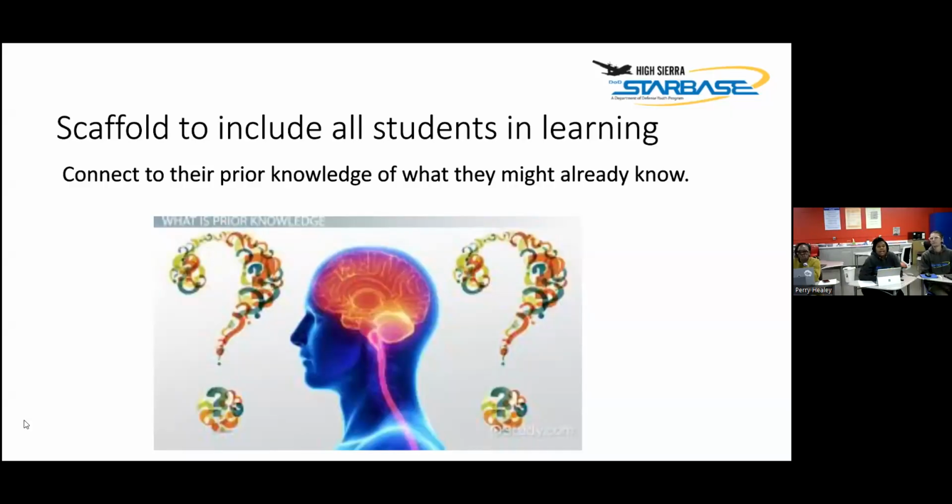So one of the ways that you're able to scaffold your learning for your students is you can connect to their prior knowledge, or what they might already know about a topic. So when you start off a lesson, you can ask students what they might already know about what you plan on teaching them, and then allow them to share that out with their peers. And from that, other students can then take what another student might say and gain a little bit more understanding based off of other students' experiences.